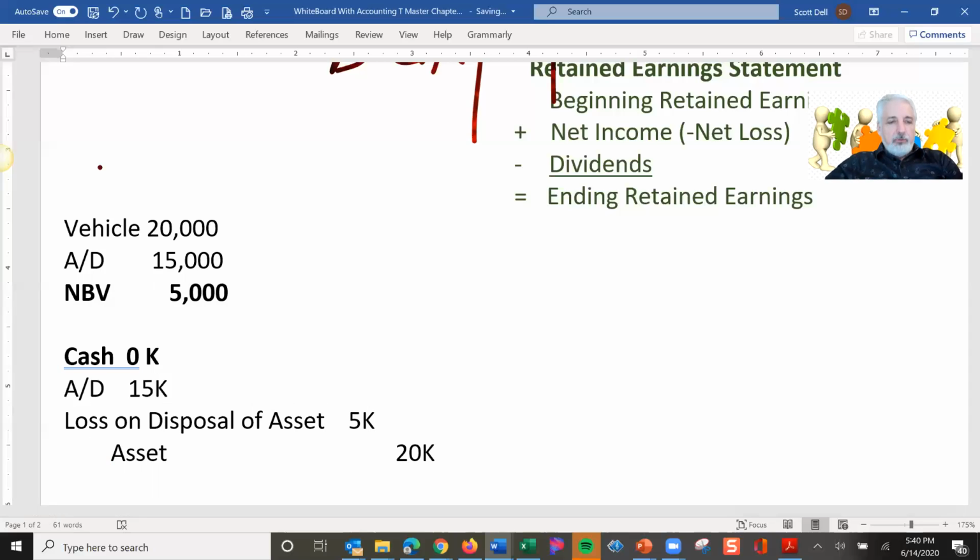So you can see how that picture comes in. We're just clearing the books. We're getting rid of the vehicle. We're getting rid of the accumulated depreciation. We're maybe getting some cash sometimes, or trading, bartering it sometimes.